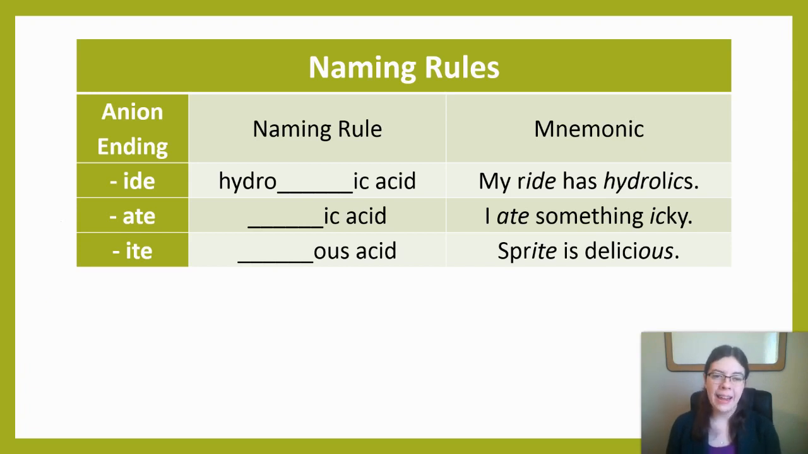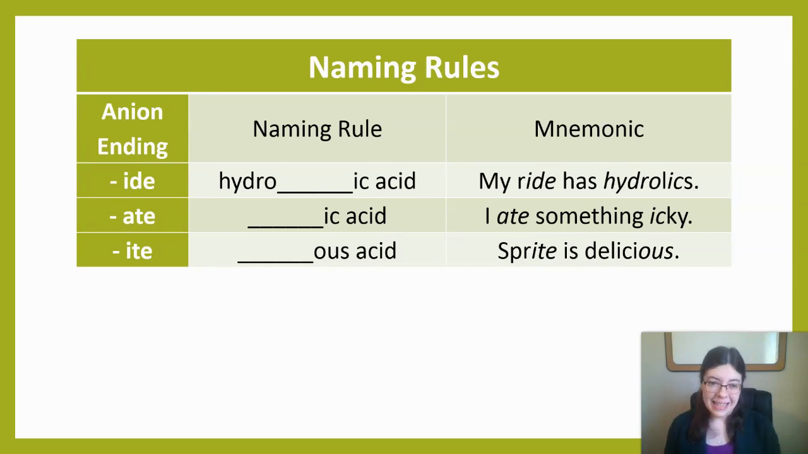So if our anion ends in ide, we're going to have the hydro-ic acid. Okay, so here's a mnemonic to help you out with that. My ride has hydraulics. An example of this would be chlorine. So the chloride ion would be hydrochloric acid.